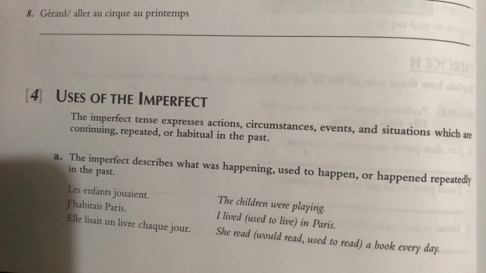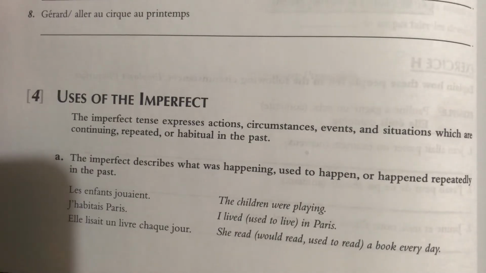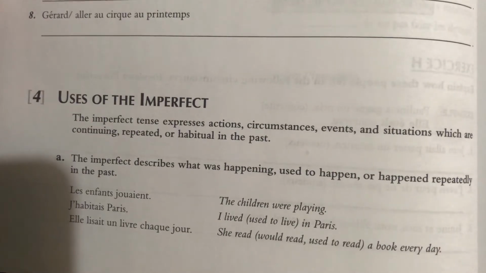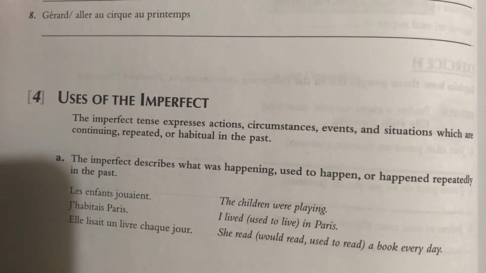So, how do you know to use the imperfect tense versus the passé composé? You should be able to interchange used to and it have the same meaning. That's one way of knowing whether you're to use the imperfect tense or the passé composé. If you're saying she read, you should be able to interchange would read or used to read and it still gives the same meaning. All right.